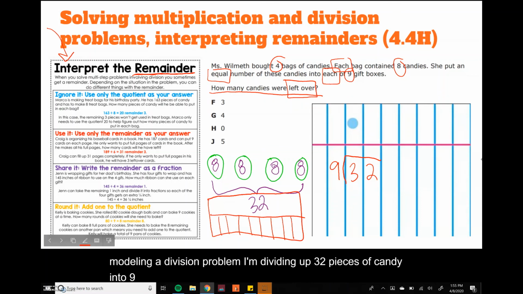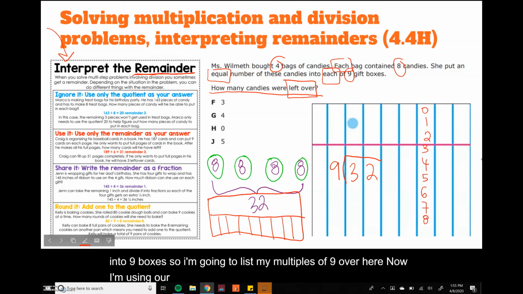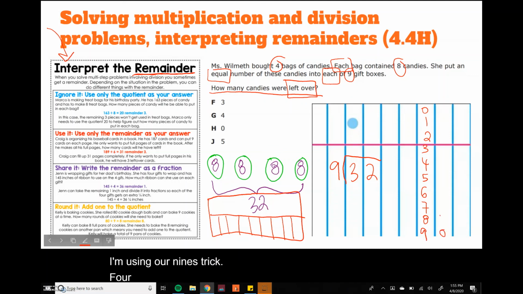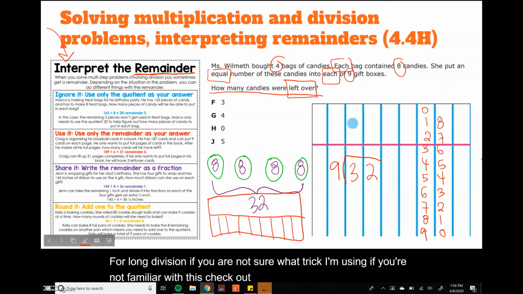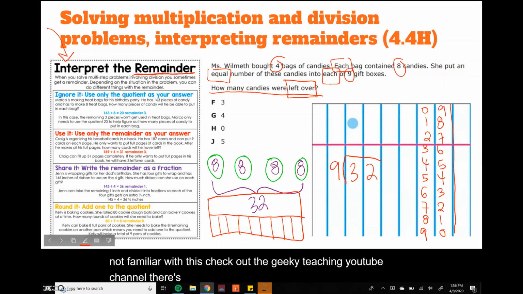So I'm going to list my multiples of 9 over here. Now I'm using our nines trick for long division. If you are not sure what trick I'm using, if you're not familiar with this, check out the Geeky Teachy YouTube channel. There's a whole video about it, and you can learn this awesome nines trick there.